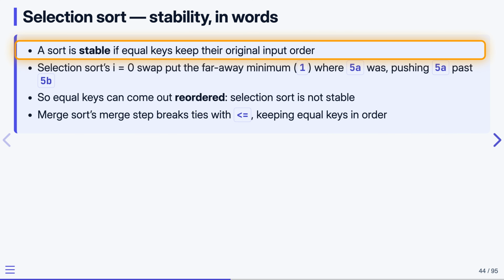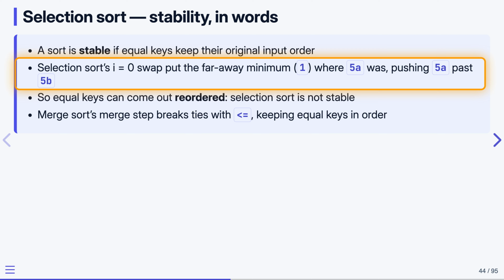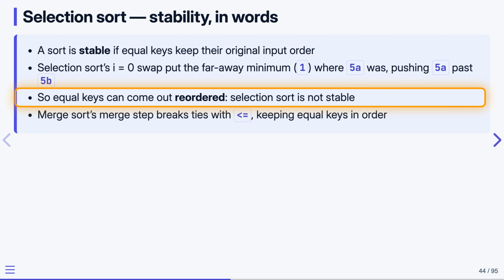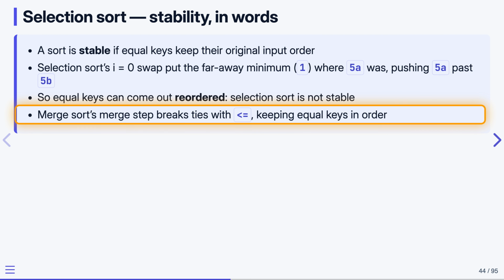Let us define the word. A sort is stable if equal keys keep their original input order. Look back at what just happened. Selection sort's very first swap put the faraway minimum 1 where 5A was, which pushed 5A past 5B. So equal keys can come out reordered. Selection sort is not stable. Merge sort's merge step breaks ties with less than or equal, which keeps equal keys in their original order. That one operator is the whole difference.